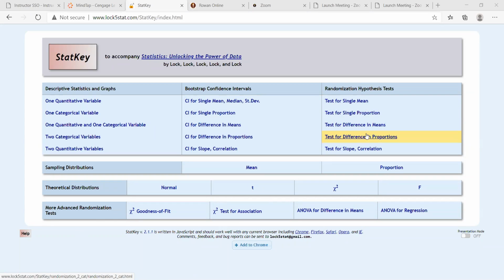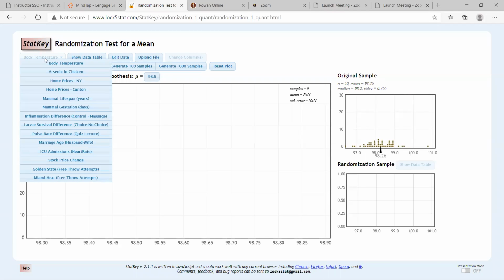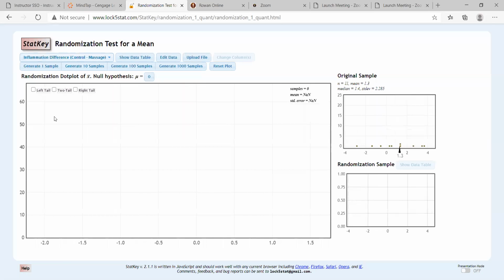So the first one we're going to do is the test for a single mean. And this is what the screen looks like. Again, you're going to have possible data files in here, and you'll have an original sample, which are the data files. All right. So I think we had gone over this one last time. Let me find another one that we can do.